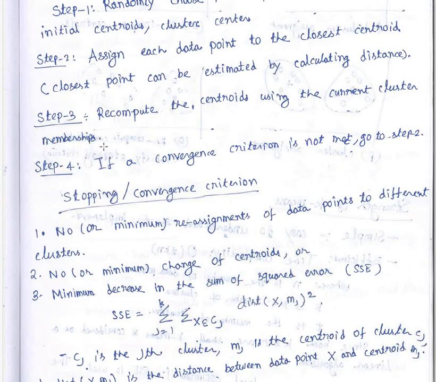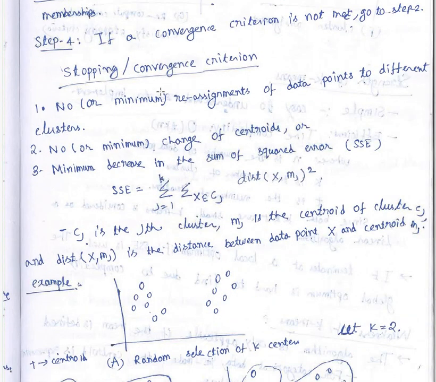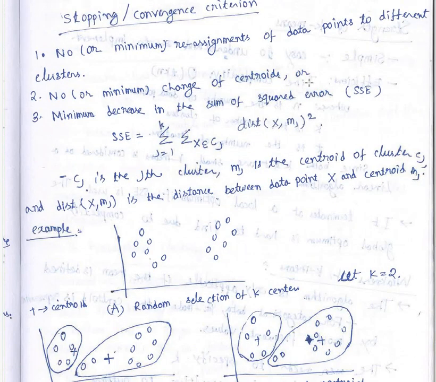Step 3, recompute the centroids using the current cluster membership. So now we have 2 clusters. Now in that, find the new centroid value. If the convergence criterion is not met, go to step 2. Convergence is no or minimum reassignments of data points to different clusters, no or minimum change of centroids, and minimum decrease in the sum of squared errors, SSE.